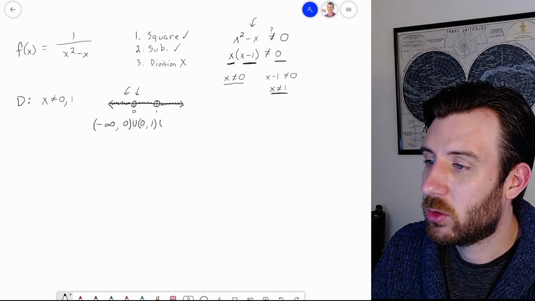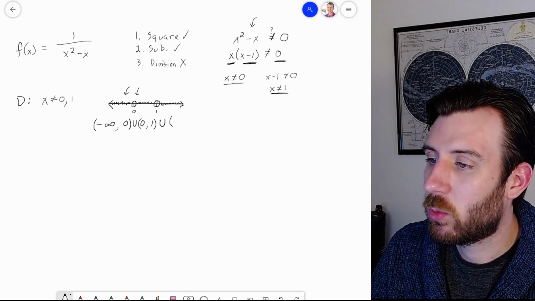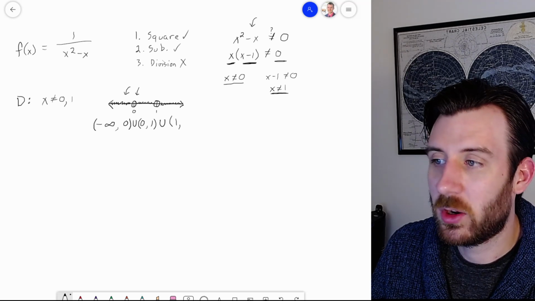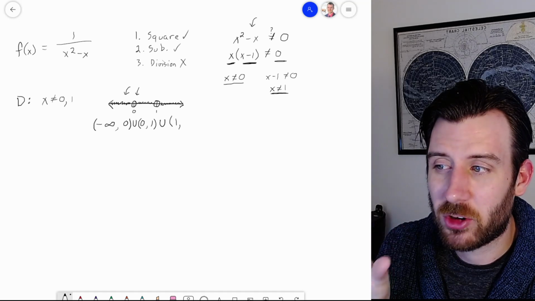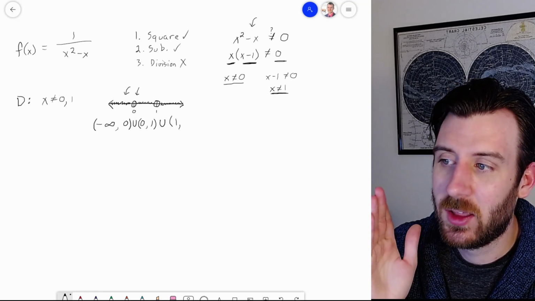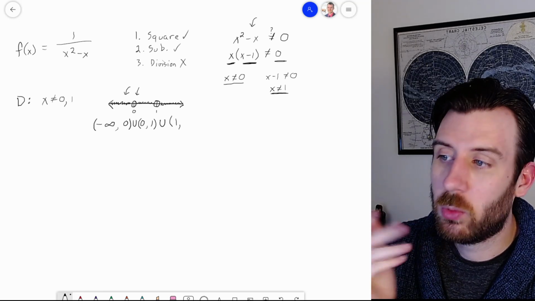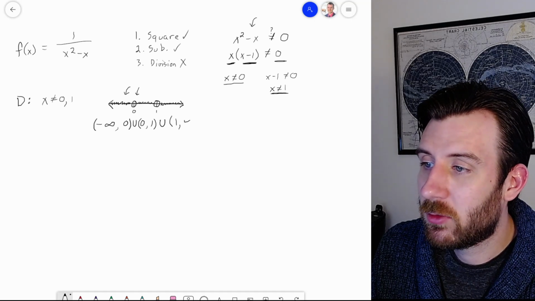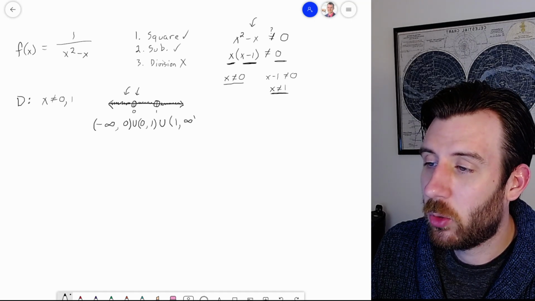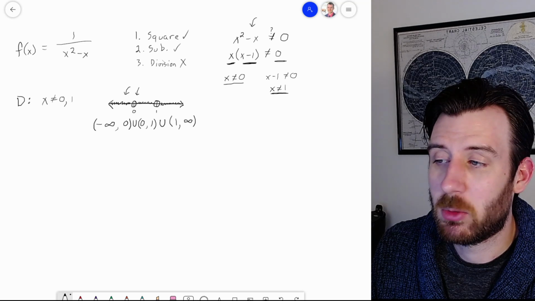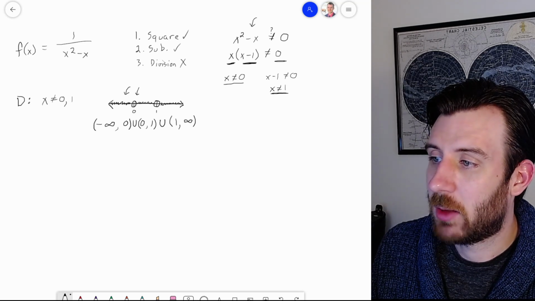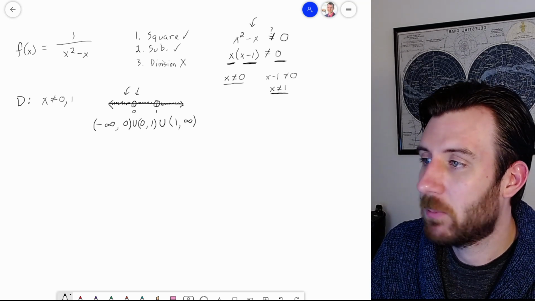And then we're going to have another union because we're going to need to pick up immediately after 1. So we'll use a parenthesis 1 to show that 1 is what's drawing our eye, but that we don't start at it, we start after it. And we're going to go until we never stop. So we'll put an infinity here as a placeholder to show that there isn't a most positive number at which we're going to stop. And this is a nice way to express our domain.